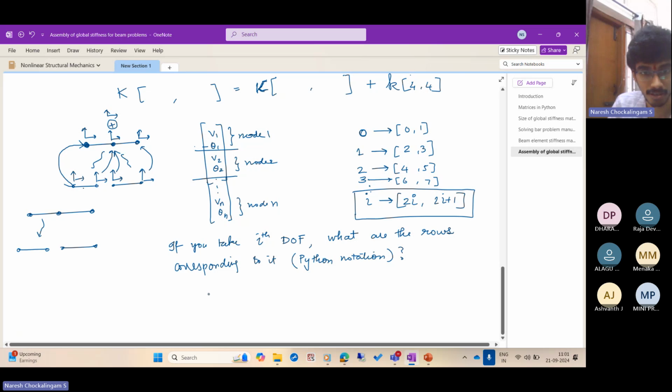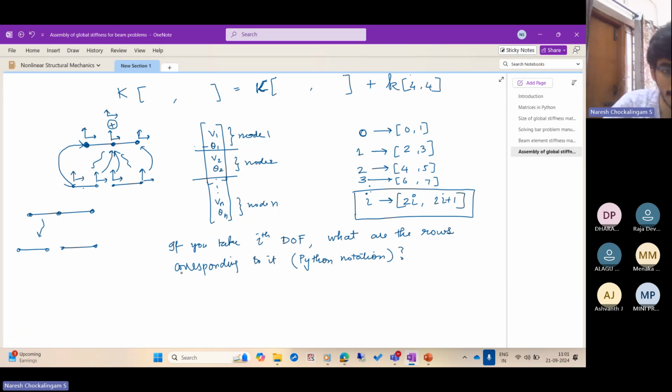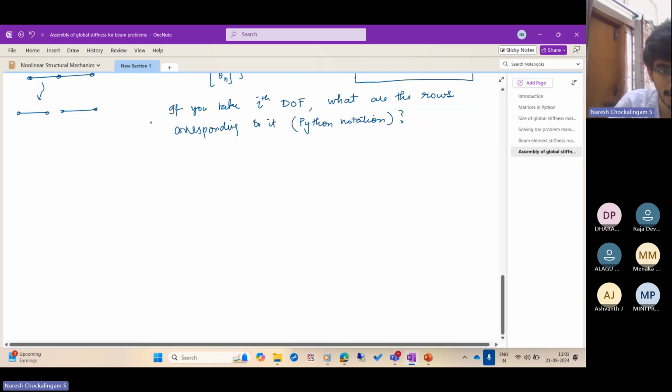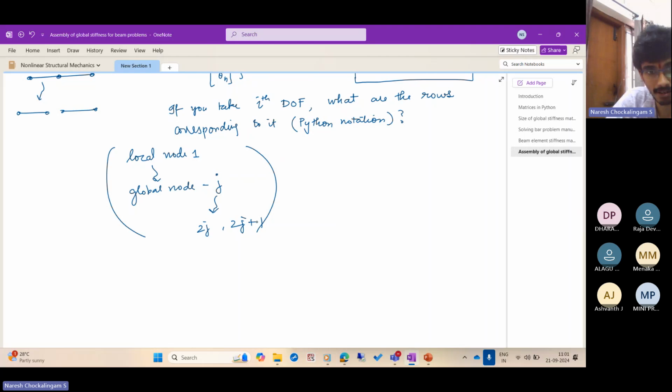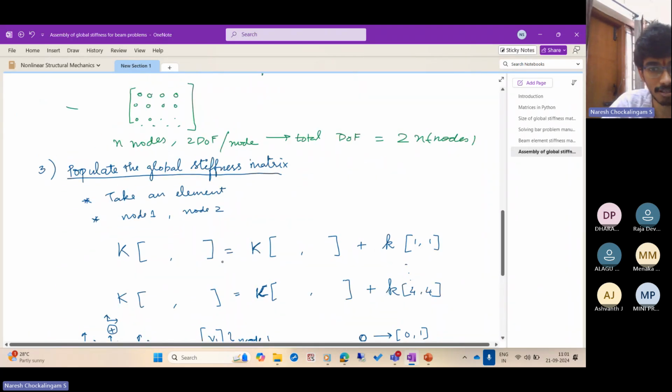Okay, very good. So think of the operations now, right? We take local node 1 and find its global node number. Let us call it j. Corresponding to j, you have 2 degrees of freedom, which are 2j and 2j plus 1. This is the logic, right? You take the local node, find the global node number, and in that global node number, you get two rows. So that's the idea.